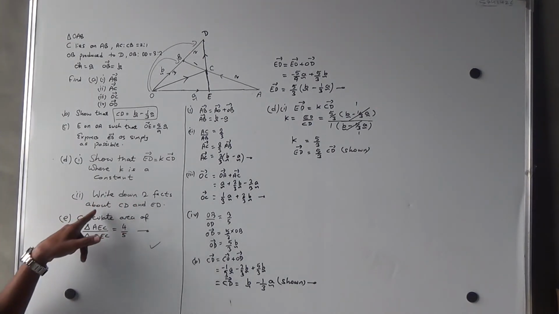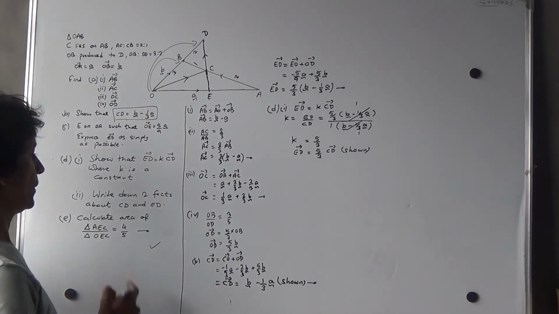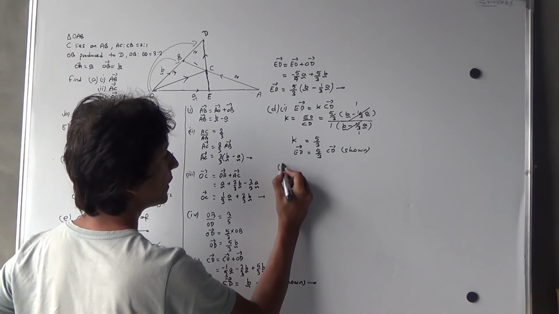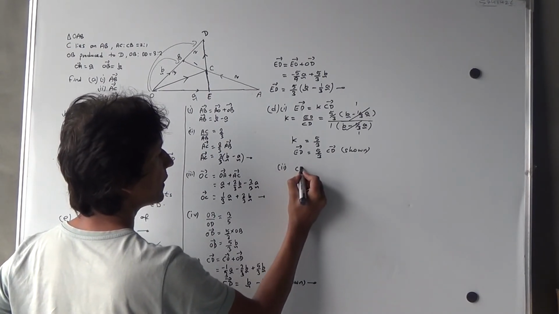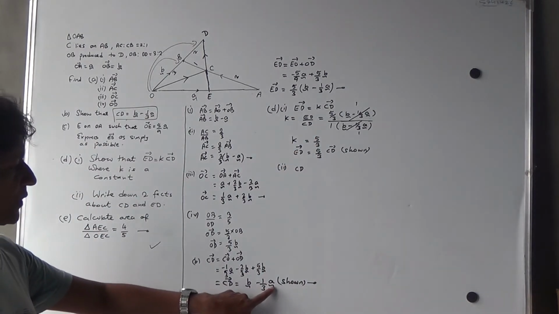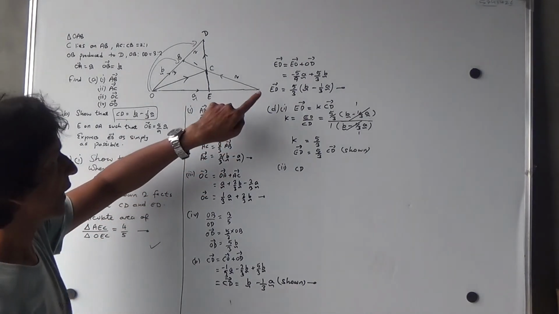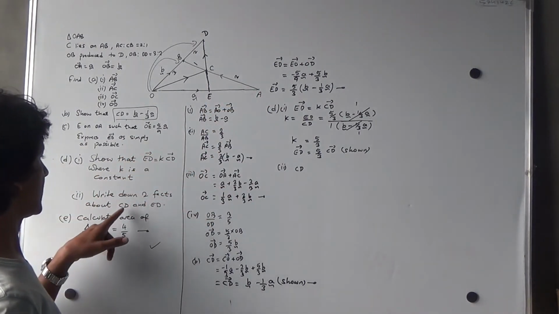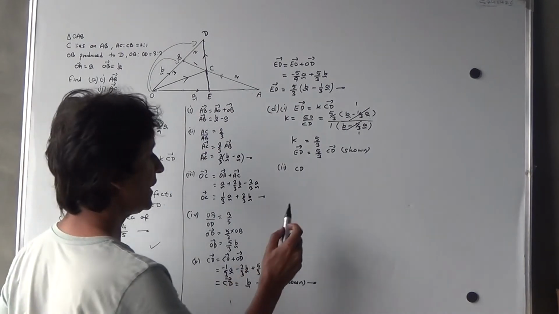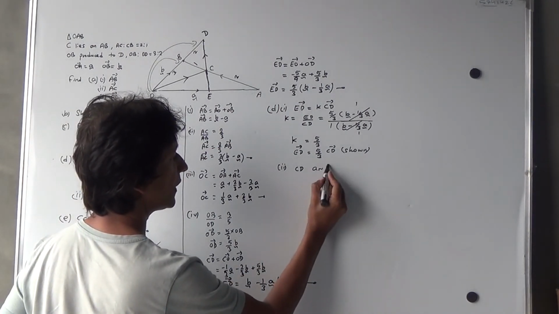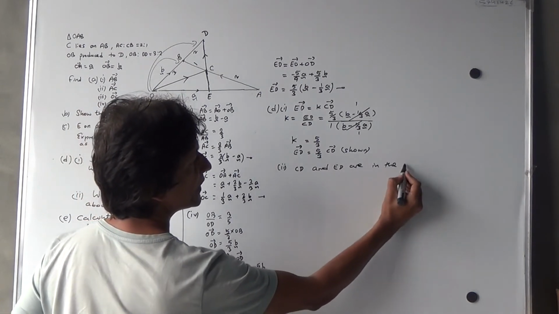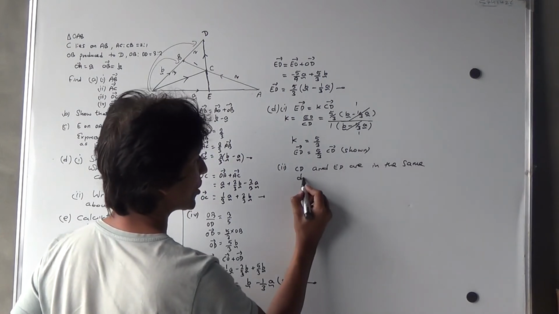Second part, write down two facts about the vectors CD and ED. Now can we look carefully? If we see that CD is B minus 1/3 vector A, and also ED, because they're telling us CD and ED, look at ED, B minus 1/3 A. So CD and ED are in the same direction.